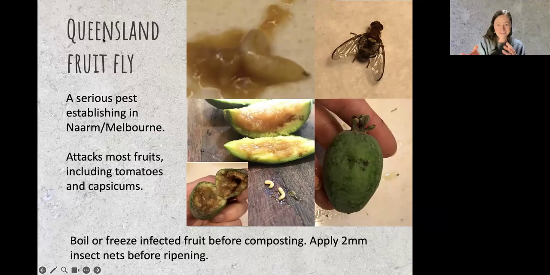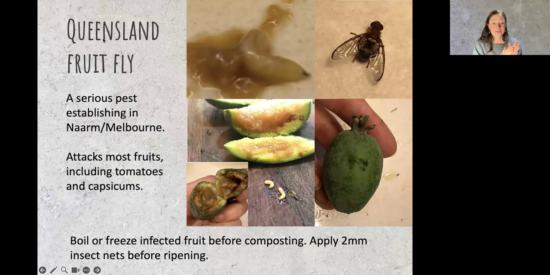Feijoas, if you know the fruit that's on the screen, feijoas are an absolute favourite. But it will also go for things like stone fruit. It loves your nice soft tomatoes, particularly the larger tomatoes. So if you're having problems, then the cherry tomatoes do seem to be a little bit less attractive as a whole.